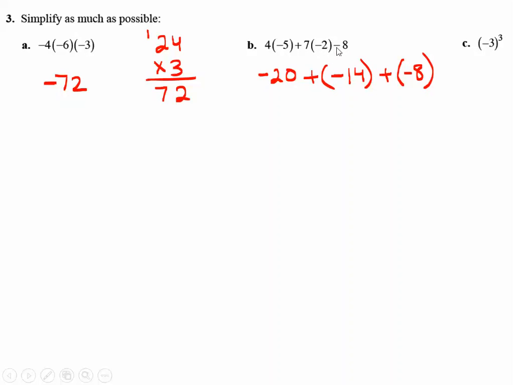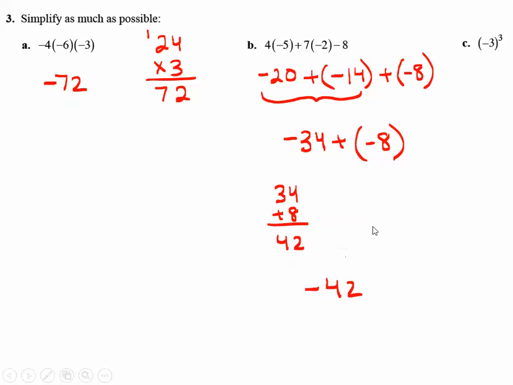And this one is going to be a subtraction. We're going to change that to addition. We're going to take the opposite of 8, or a negative 8, and put it right at the end here. So now I got everything in terms of addition. So negative 20 plus a negative 14 would make negative 34. And negative 34 plus a negative 8, again both signs, add them up. 34 plus 8 is 42. So final answer, a negative 42 is our final answer.